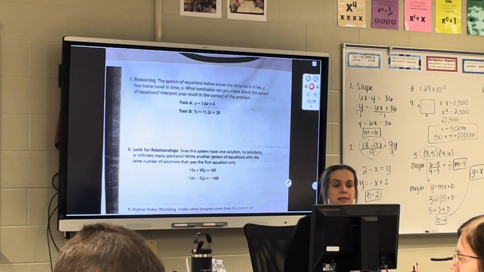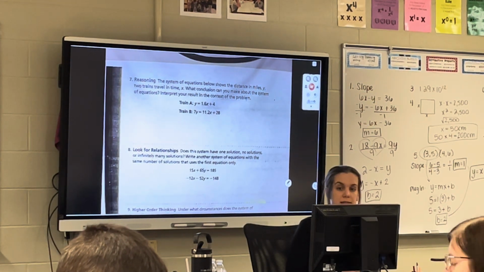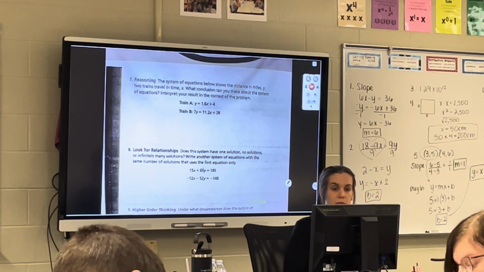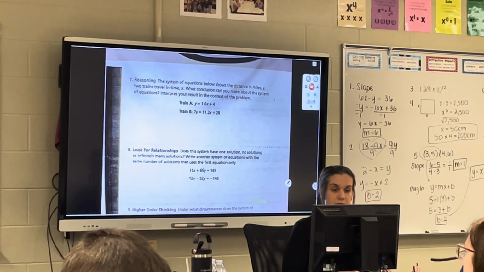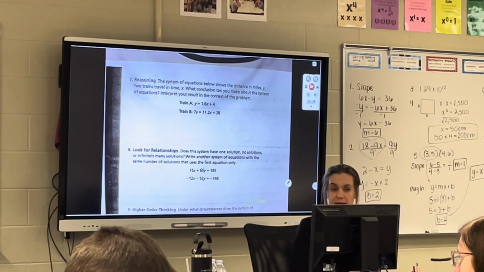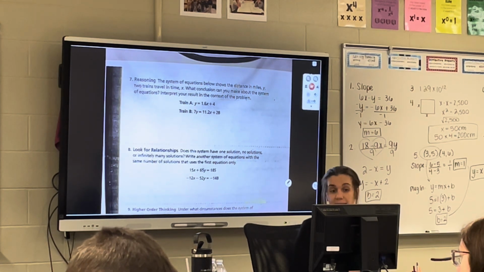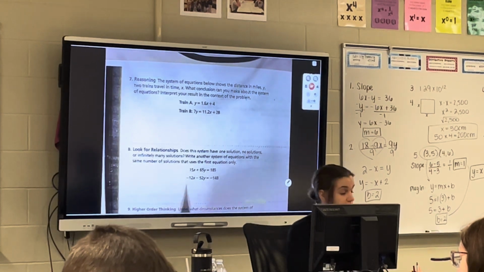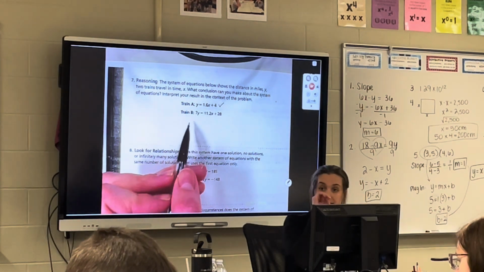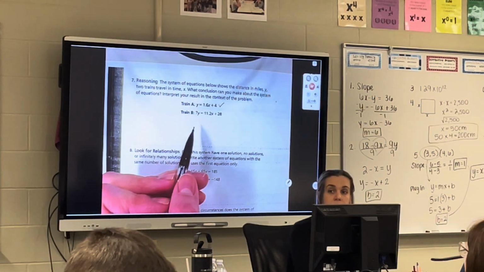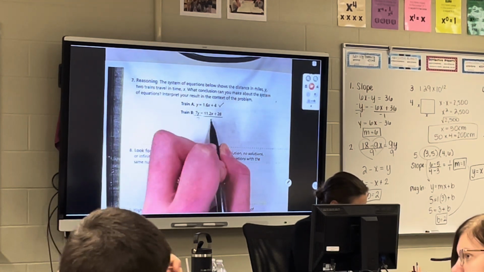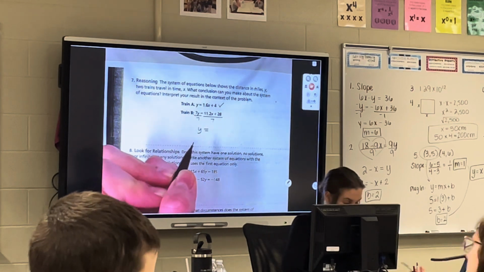Alright, number 7. The system of equations below shows the distance in miles, y, two trains travel in time, x. What conclusion can you make about the system of equations? Interpret your result in the context of the problem. Okay, so Sam, notice train A is good to go. How do I know it's good to go, guys? Y is already by itself. So train B, Sam, what do I need to do? Divide 7 into 11.2. Alright, so we're gonna divide both sides by 7.